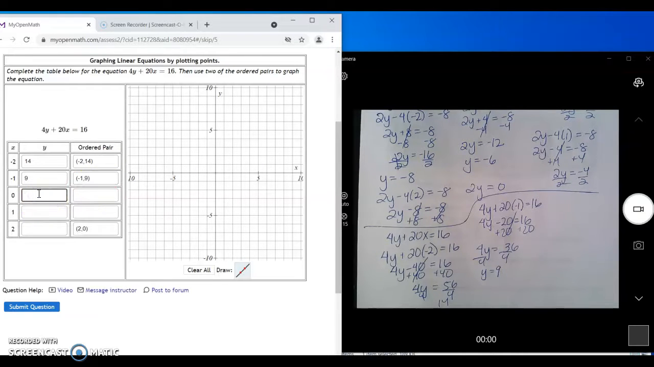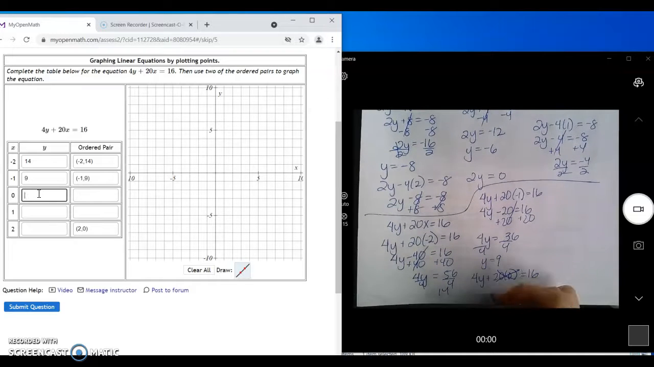Now we're plugging in 0. So we'd get 4y plus 20 times 0 equals 16. Well, 20 times 0 is just 0, so you get 4y equals 16. Divide by 4, y is 4. So the point is (0, 4).